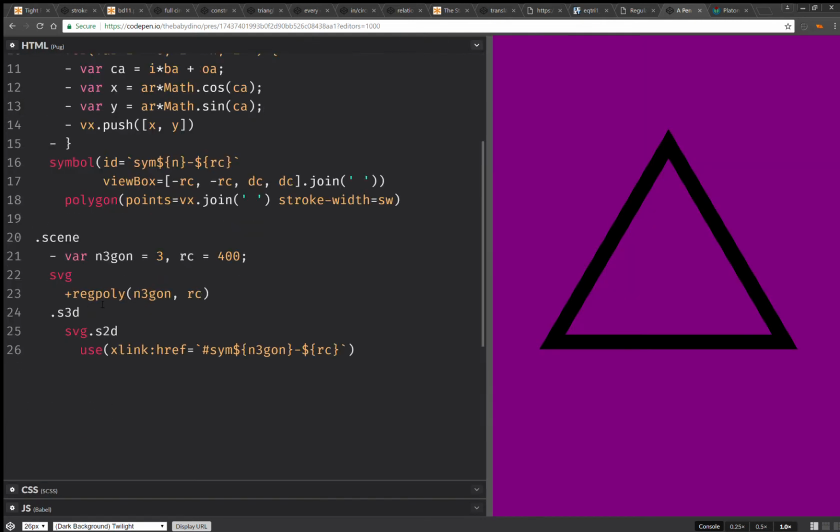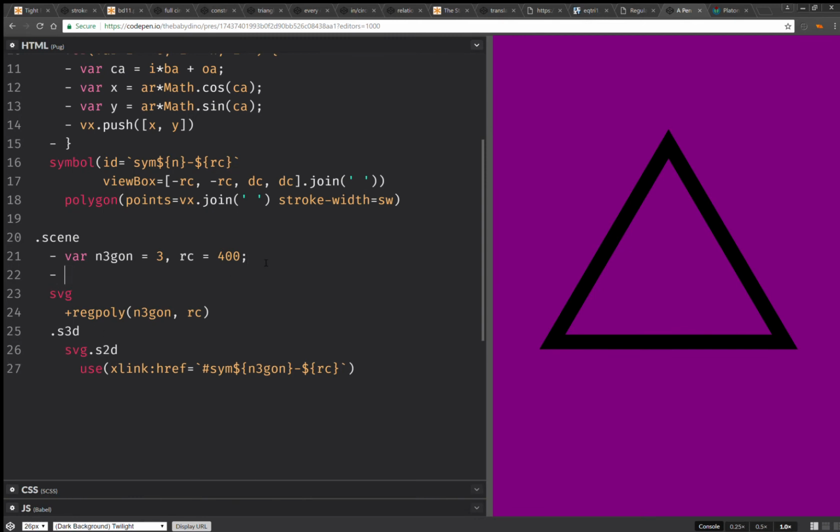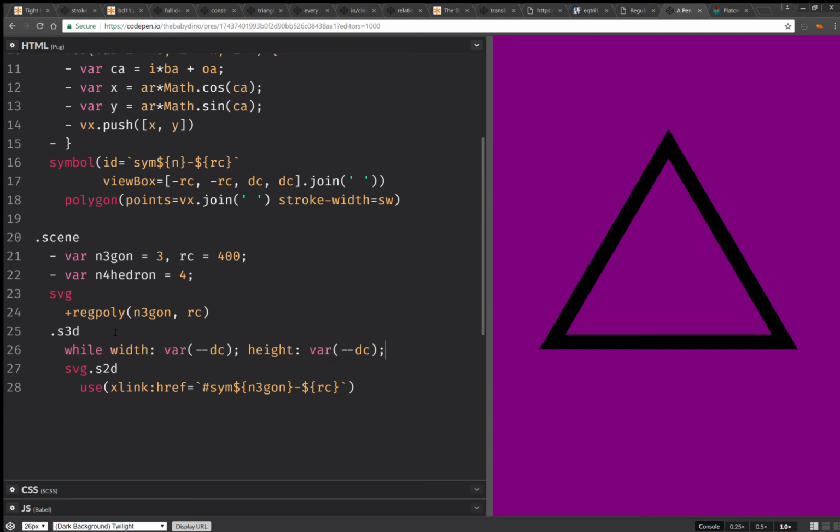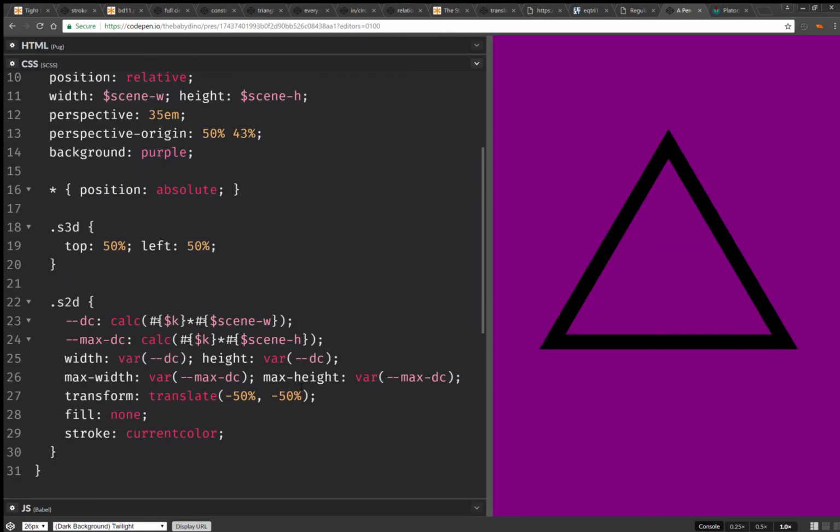And one more thing, we're going to need to have more of these. So we're going to have a number of faces for the tetrahedron. So that's going to be 4, obviously. So we're going to have a loop here. Oh, sorry. And here we're going to indent these. Now here we're going to keep adding to this transform.